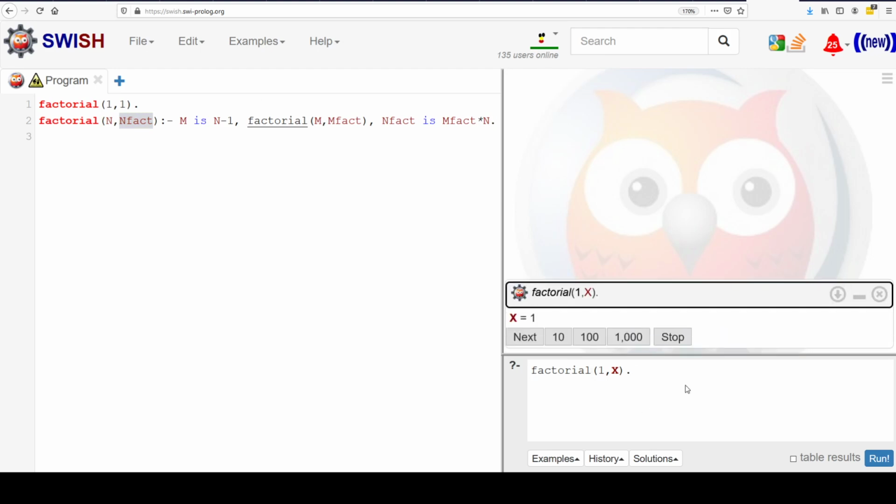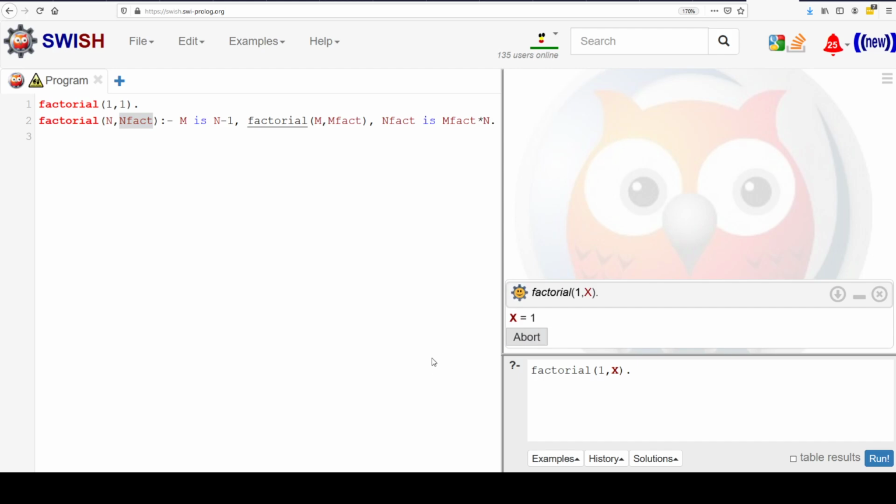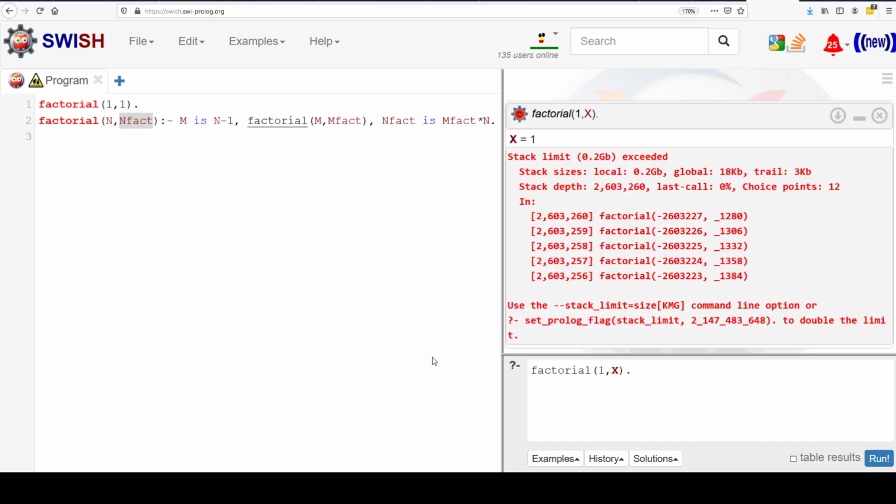Let's run a couple examples here. Uh-oh. Well, we found 1. 1 factorial should be 1. But then we went infinite. So why did we go infinite? Well, there's not a cutoff. Once we find 1 and 1, we're going to check 0 and then -1 and then -2, because this recursive call doesn't have a limit, right?